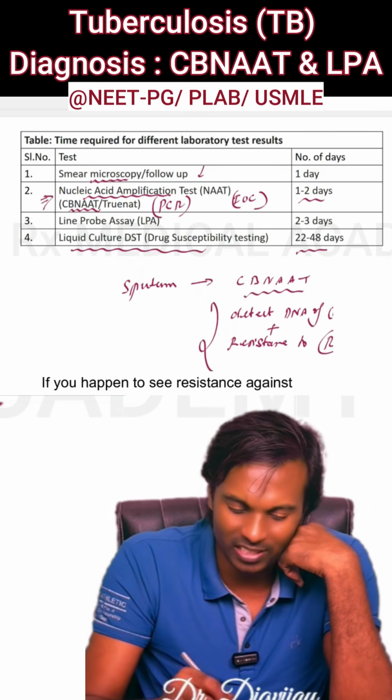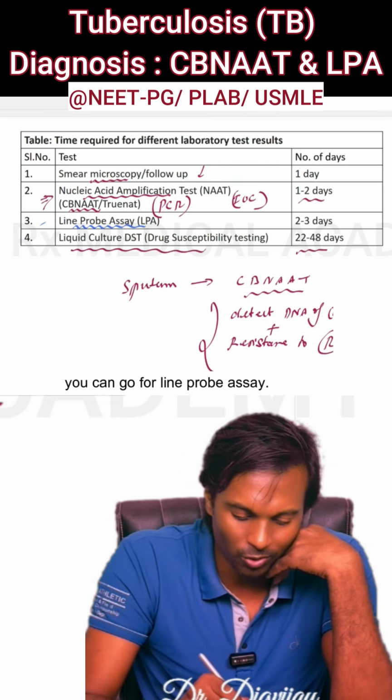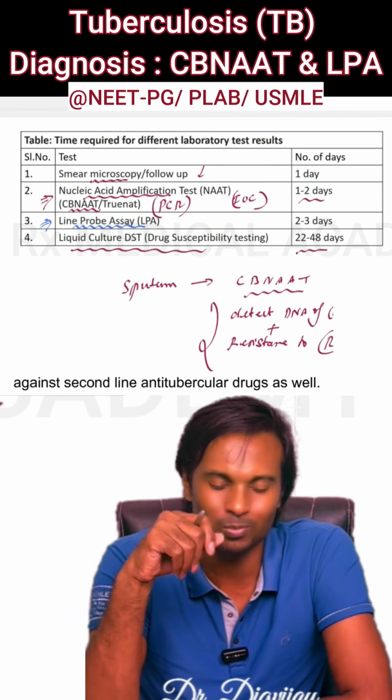If you happen to see resistance against other drugs other than rifampicin, you can go for line probe assay. This will help you detect resistance against second line anti-tubercular drugs as well.